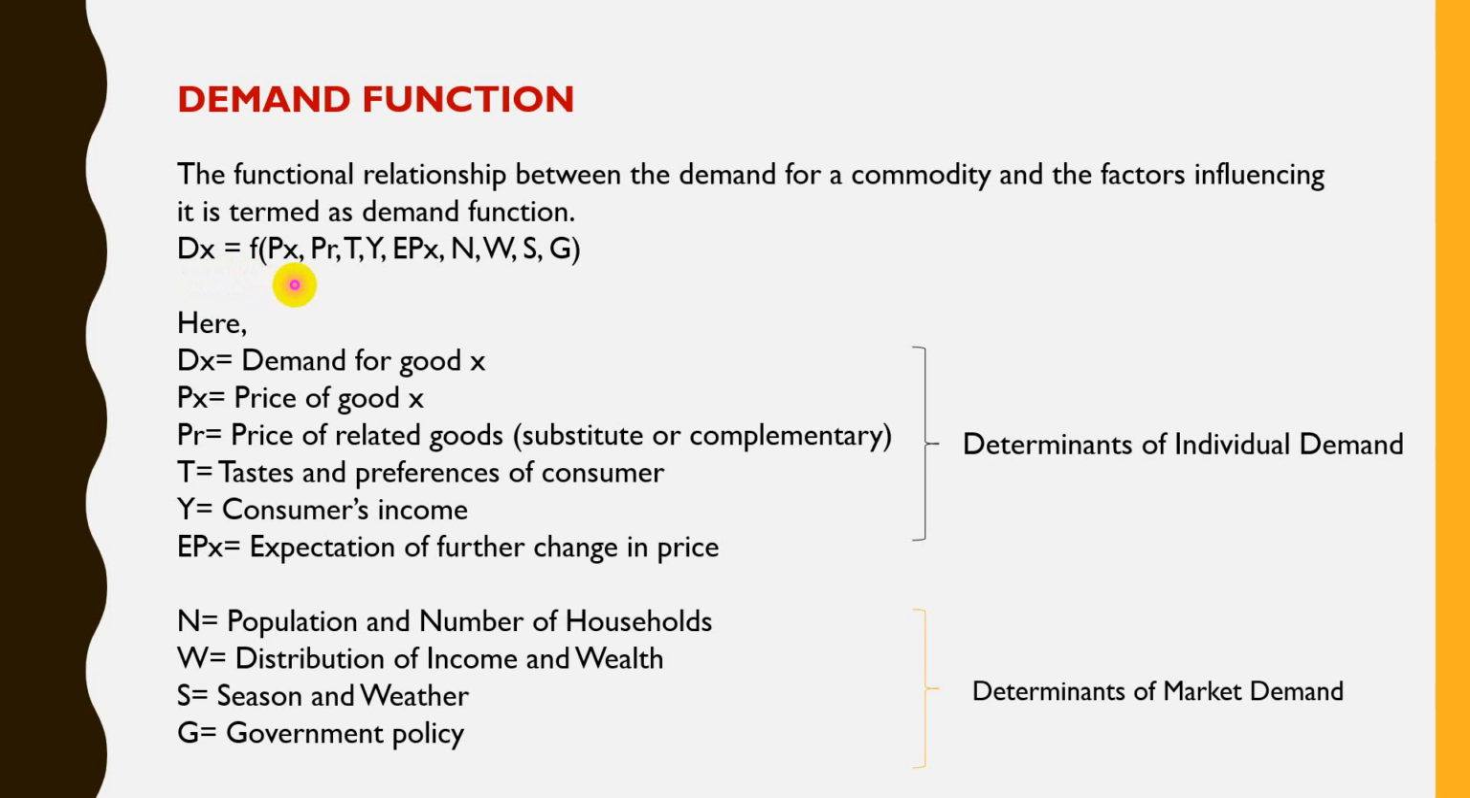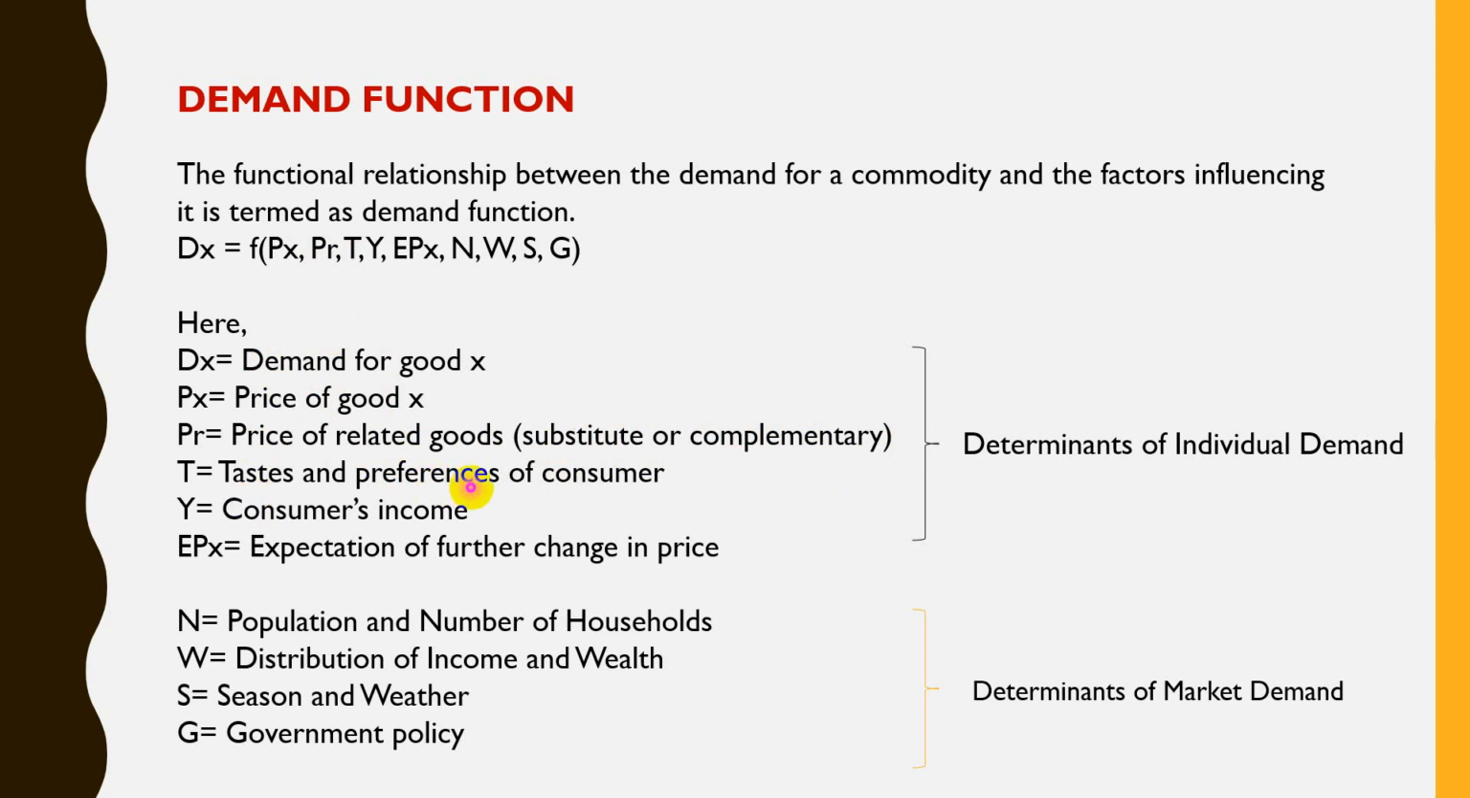Dx is equal to a function of Px, PR, T, Y, EPx, N, W, S, and G. But what is Dx? Dx is the demand for good X. Px is the price of its own good, that is price of good X. PR is the price of related goods. These related goods are of two types: substitute goods and complementary goods. At a later stage, we'll define substitute and complementary goods.